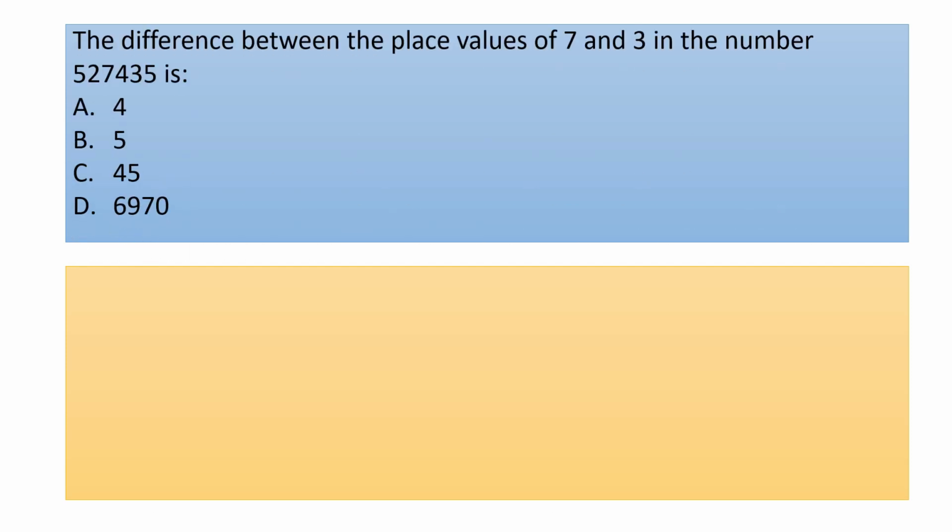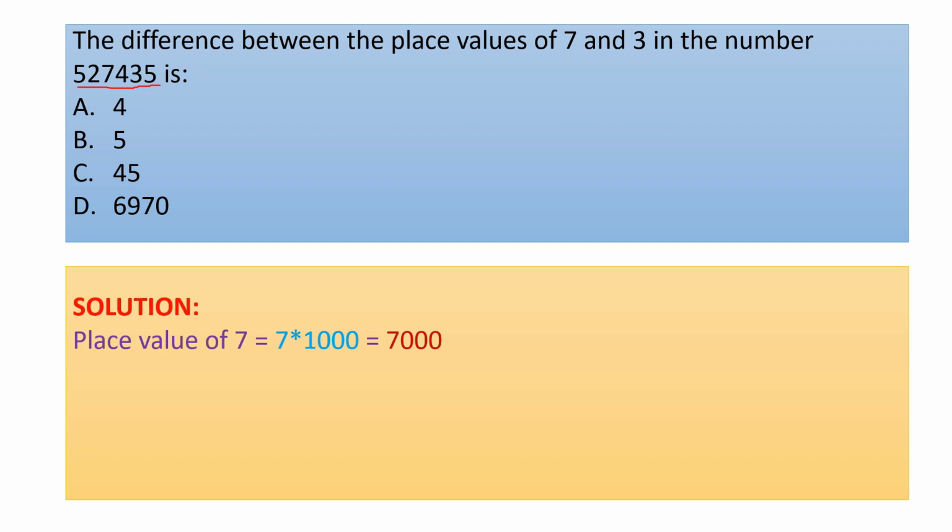Let's see the next problem. The difference between the place values of 7 and 3 in the number 527435 is. And the options are 4, 5, 45, 6970. Let's see the solution. We have to find the difference between the place values of 7 and 3. So for that we have to first find the place value of 7.